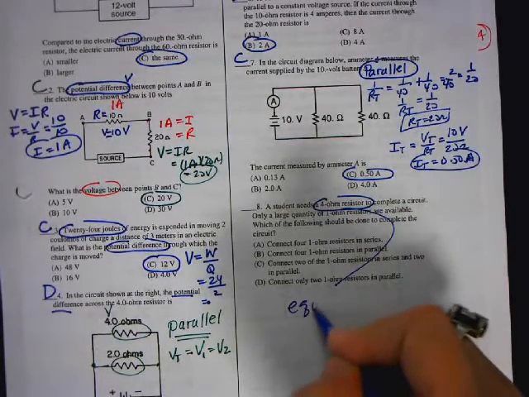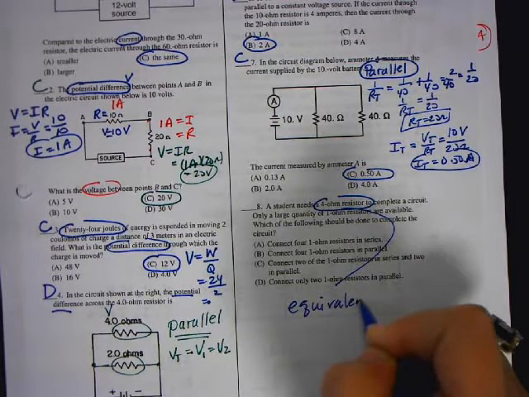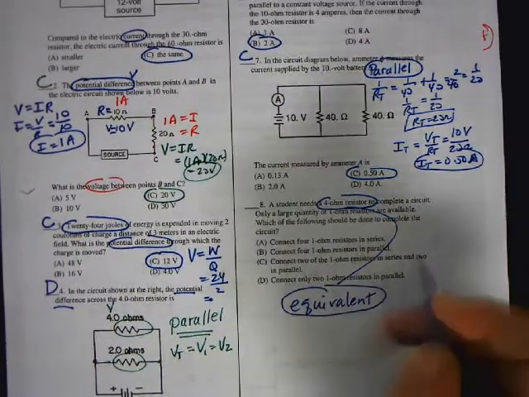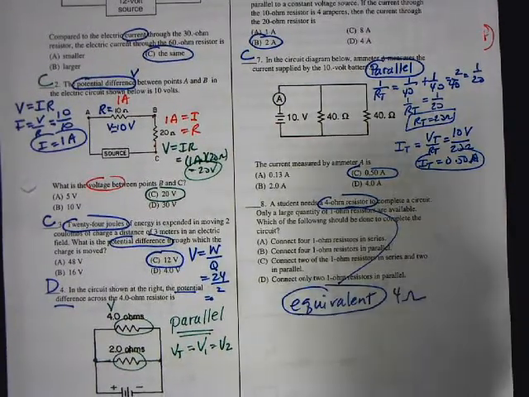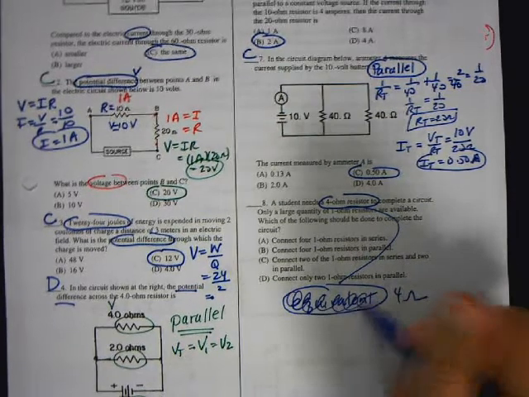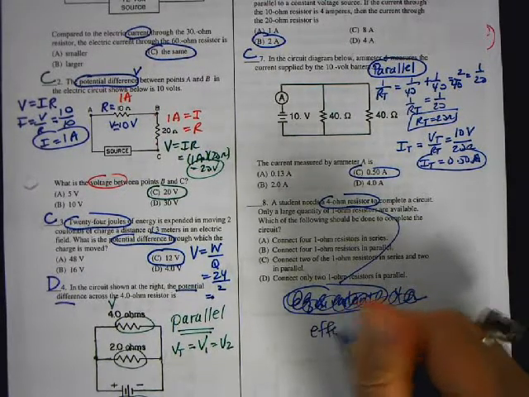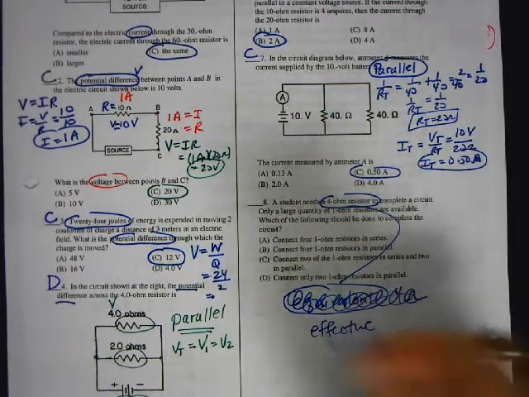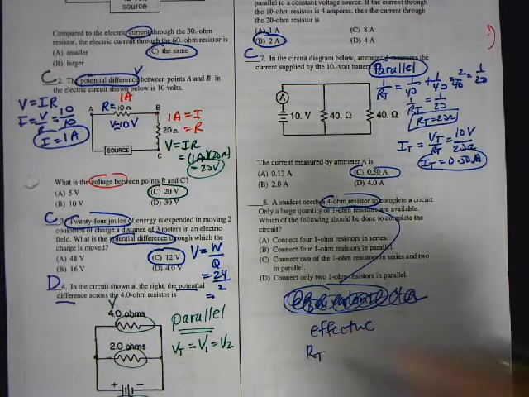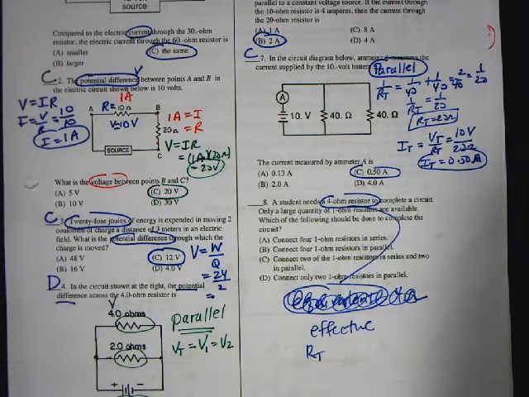So whether we call this effective, sometimes what we do is I call it T for total, just because it makes it easier. Or you can call it equivalent. You can call it anything you want, but that's what we want to find.